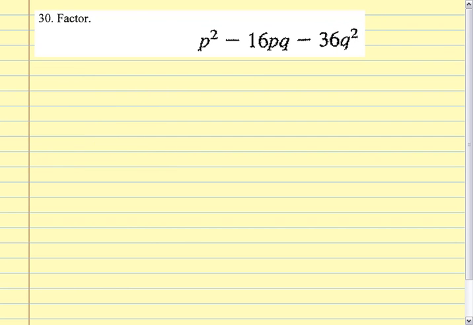Okay, factor. Same thing again. Is there anything that goes into all of them? No. How many terms are there? 3. First question, is it a perfect square? Well, I don't know. Let's see. That's a perfect square. That's a perfect square. This is p. This is 6 cubed. Okay? The question is, does this equal 2 times p times 6 cubed?